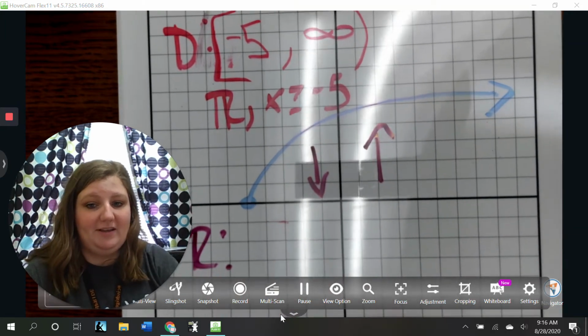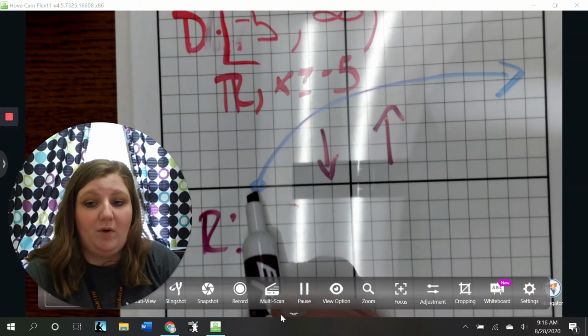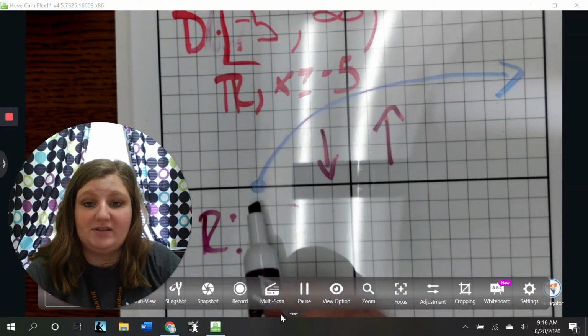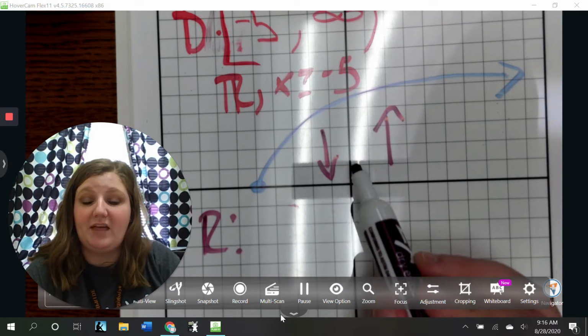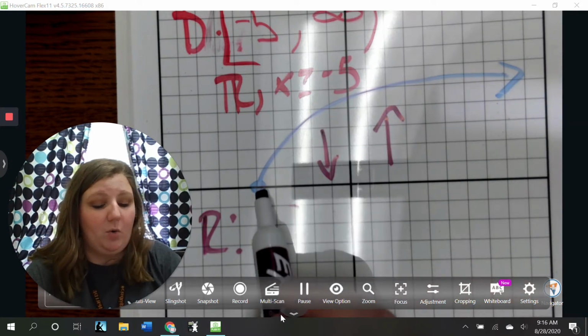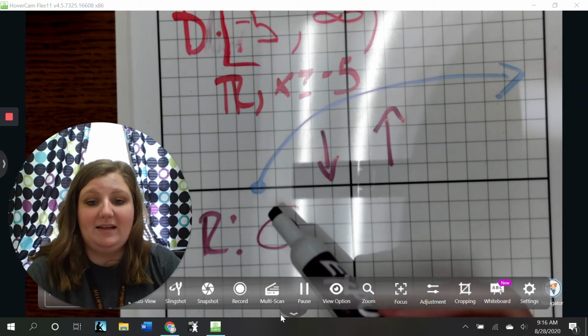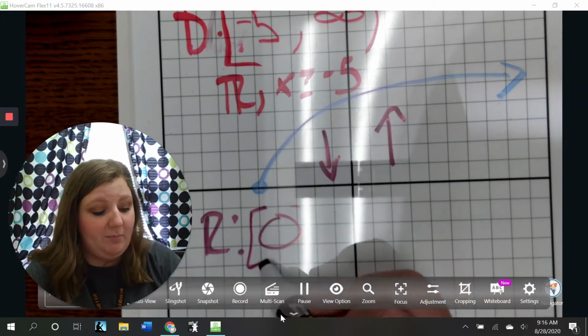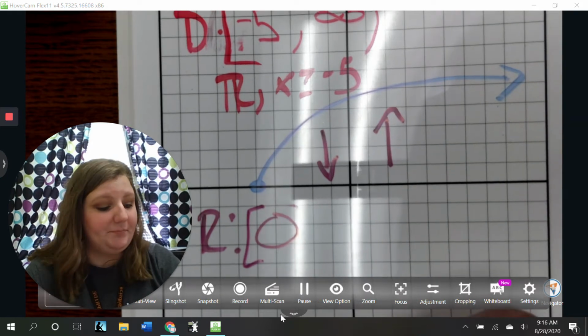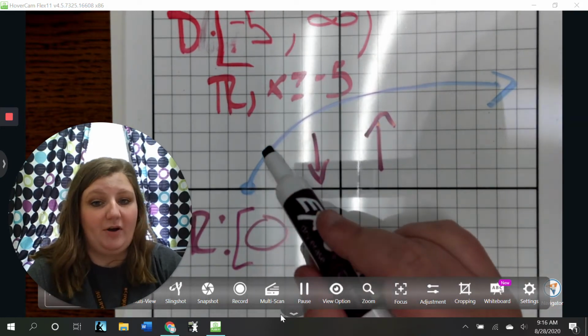So for our range, at this point, the y value is how far up or down this point is from the origin. Since we're still on the x-axis, we haven't moved that point up or down any, so our y value is 0. And since the graph is actually touching that point, we put a bracket around 0. And then we follow to see how far up our graph is going.